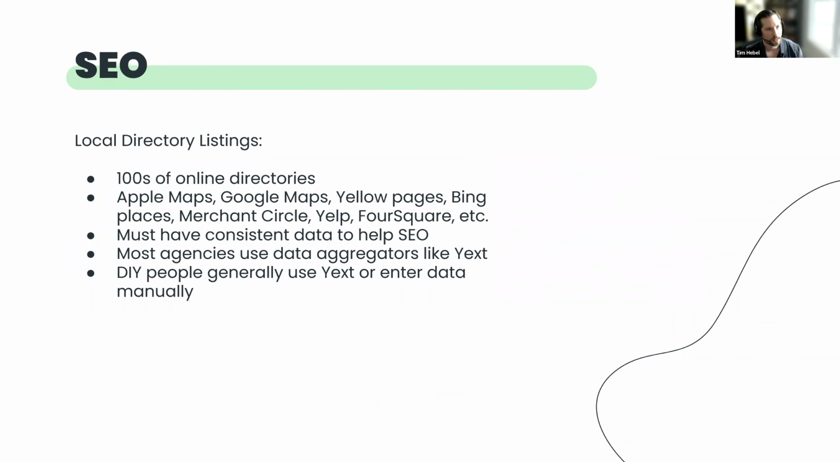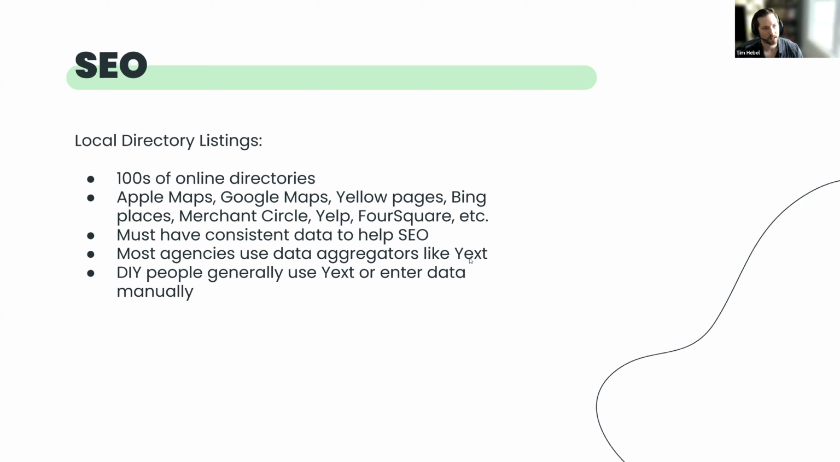And then another easy thing that everyone here can do, if you haven't done it already, is local directory listings. So there's hundreds of online directories like Apple Maps, Google Maps, Yellow Pages, Bing, Merchant Circle, Yelp, Foursquare, the list goes on. Getting your organization listed in those with a consistent name, address, and phone number does help SEO, and then it does get you some traffic from those third-party sources. So most agencies use data aggregators to accomplish this. The most popular one is Yext.